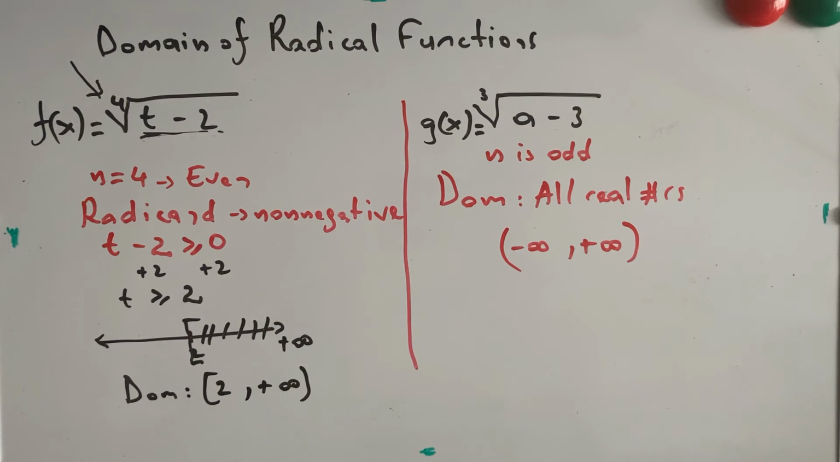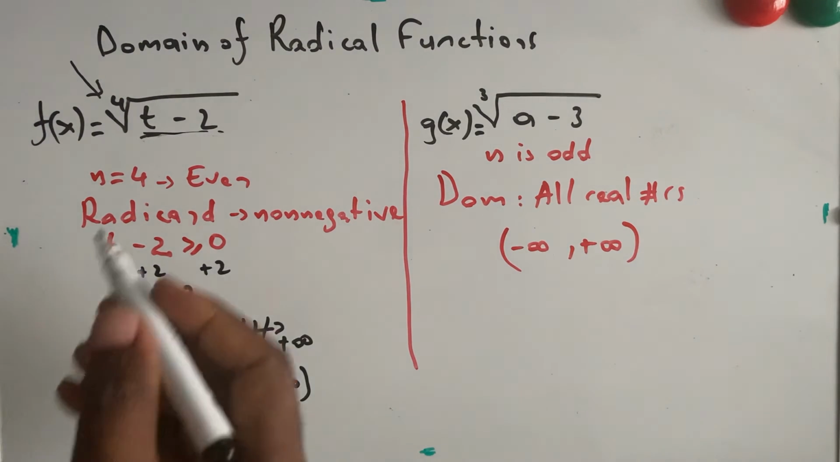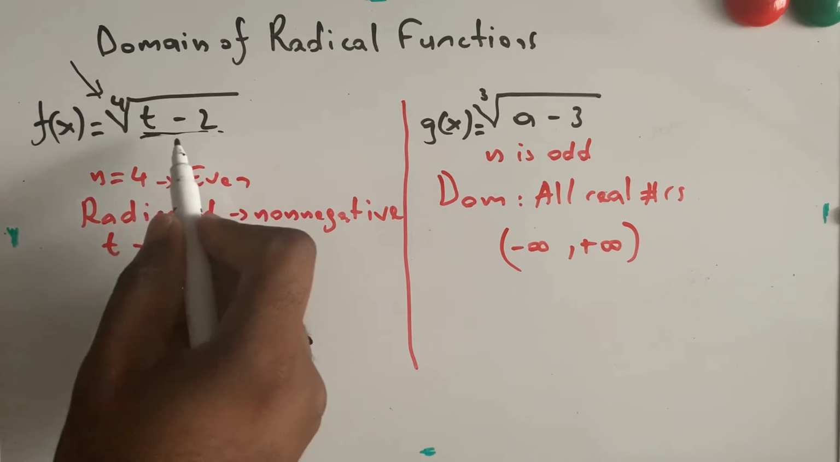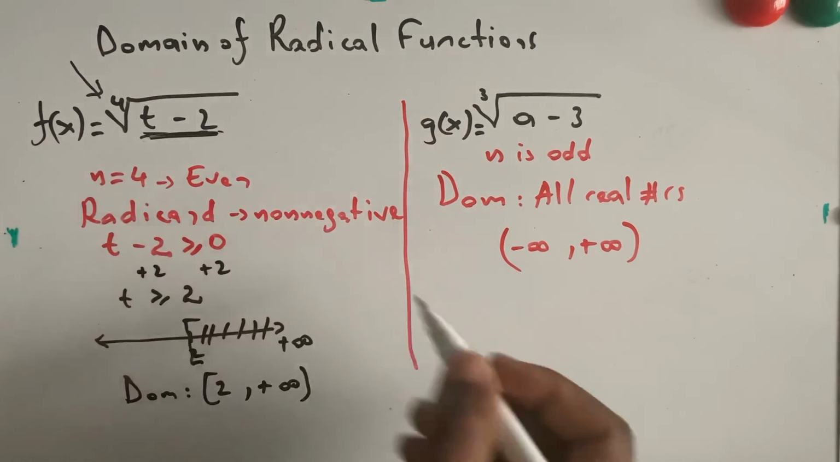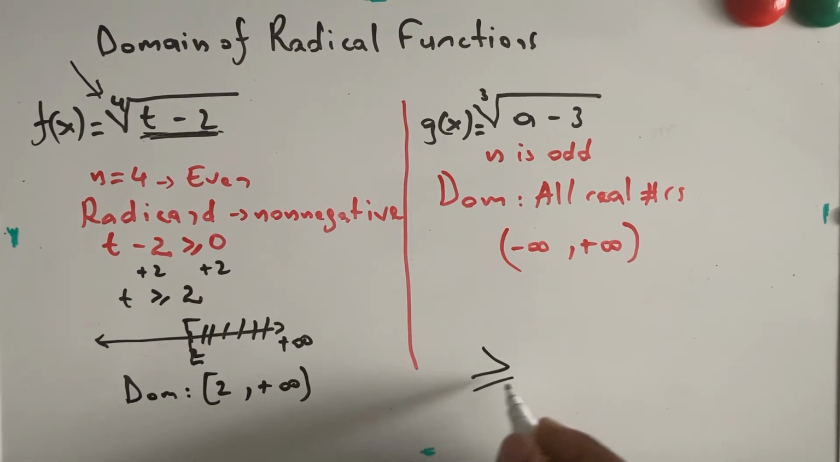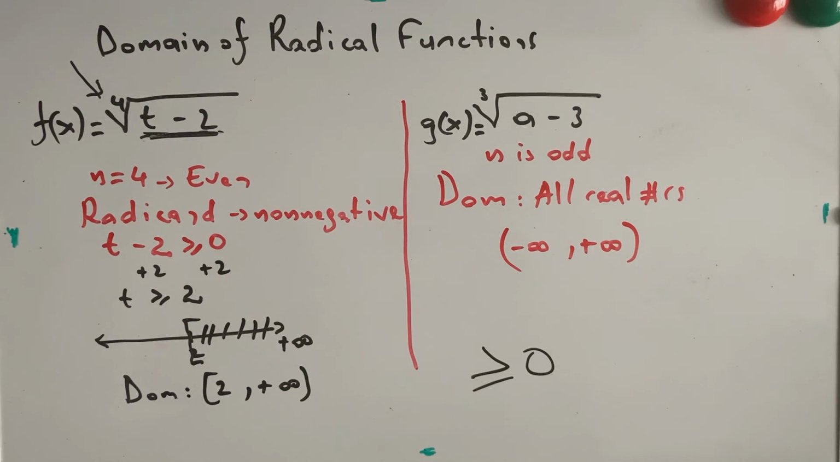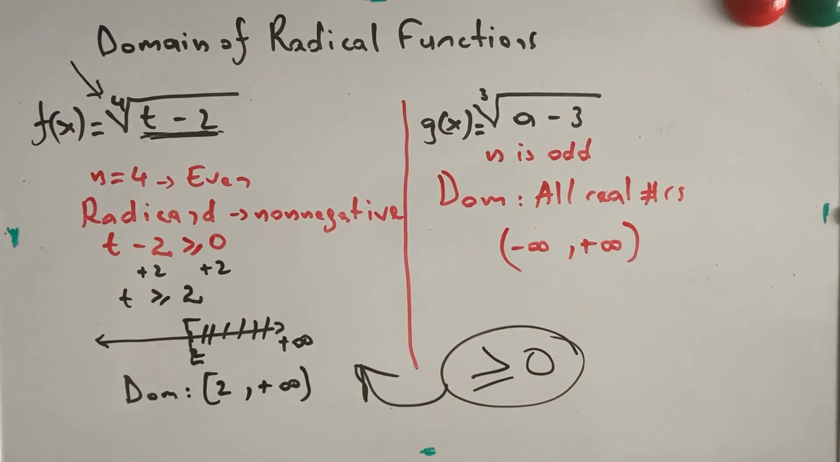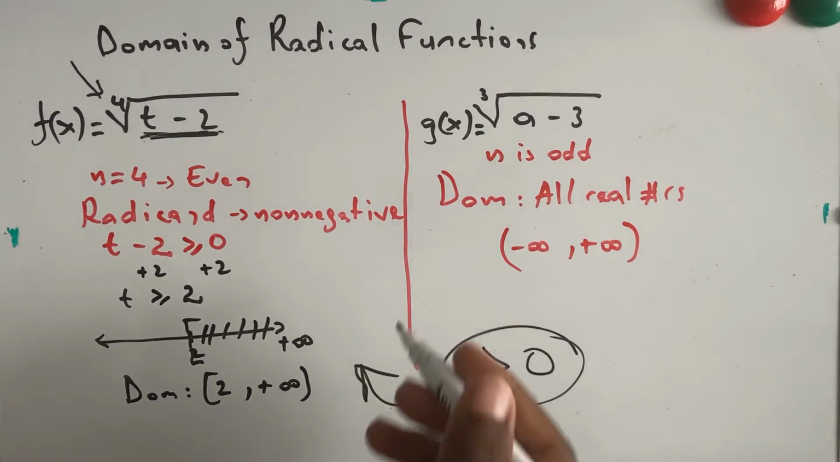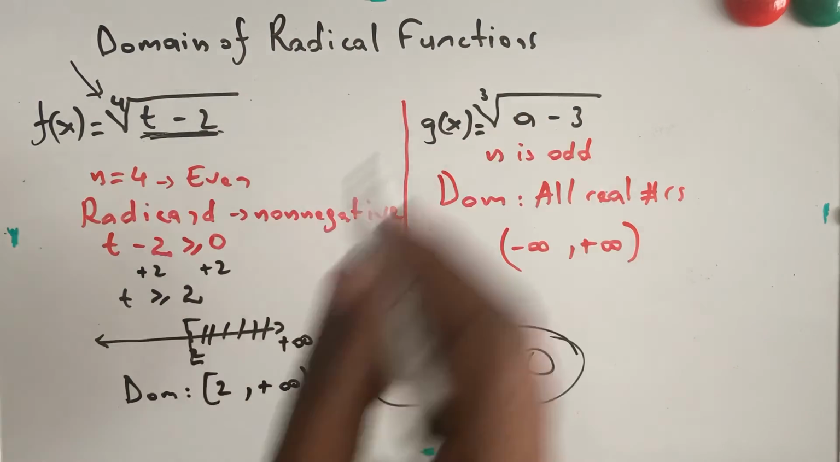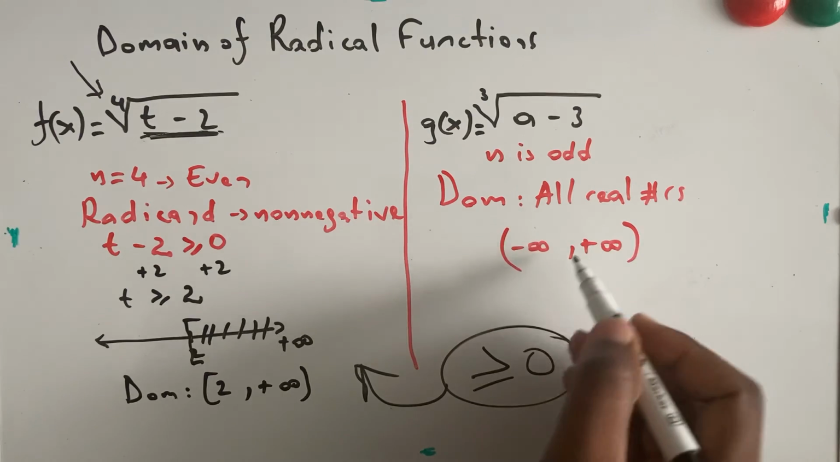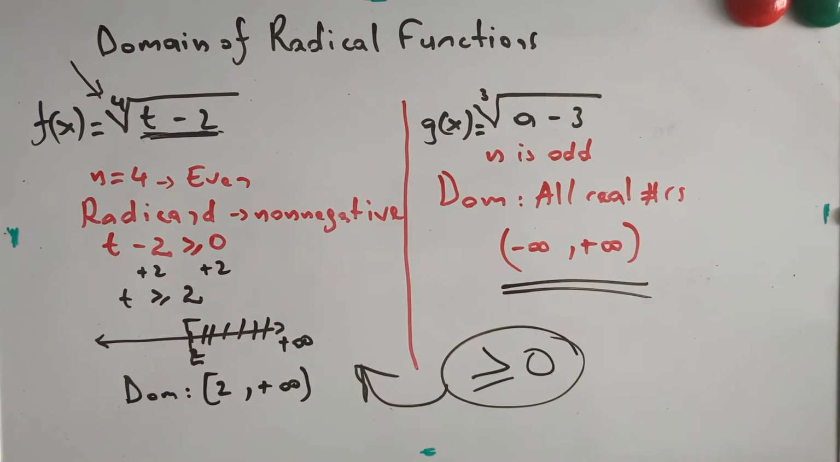So again, remember, if I'm solving any problems and I realize that the index is even, then I need to set the radicand greater than or equal to 0. Always like this, okay? Always greater than or equal to 0. Now I'm talking about this, by the way. If I see an odd index, then I know automatically it's all real numbers because there are no restrictions, okay?